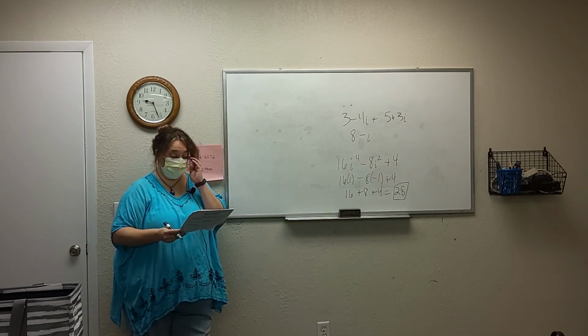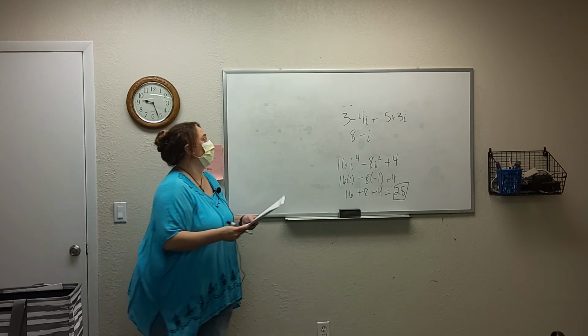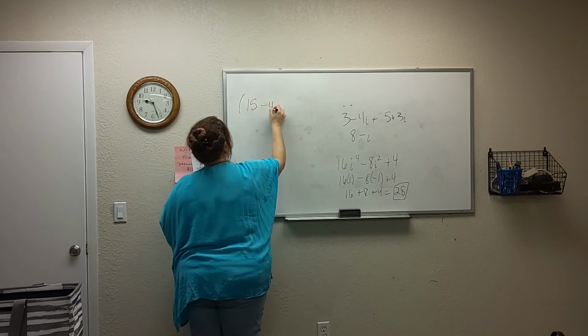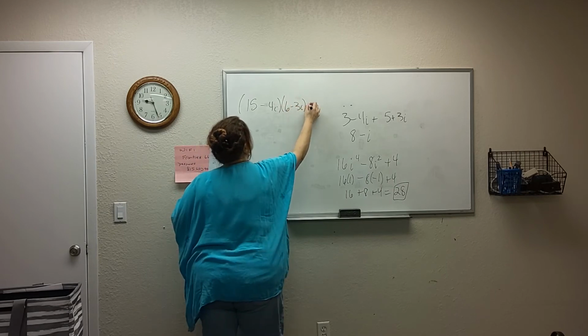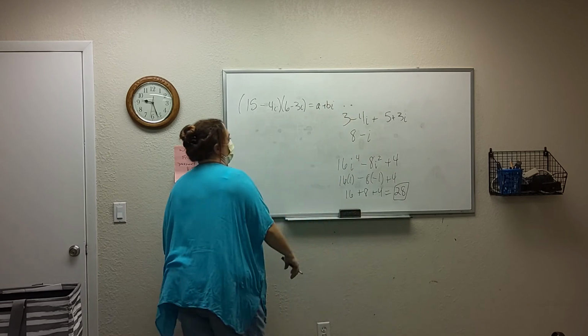In the equation below, a and b are real numbers and i is the square root of -1. What is the value of a? All right, so they give us this lovely 15 minus 4i times 6 minus 3i, and they tell us this is equal to a plus bi. All right.